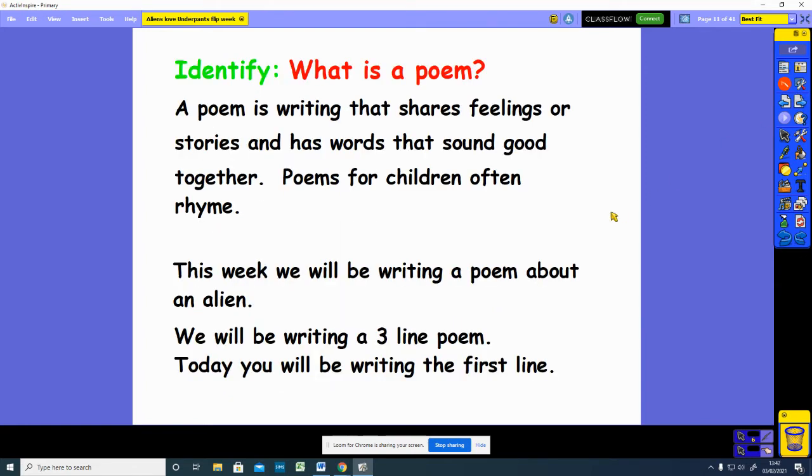So first of all, let's identify what is a poem. A poem is a piece of writing that shares feelings or stories and has words that sound good together. And poems for children often rhyme. So poems often sound like little songs or nursery rhymes. This week we will be writing a poem about an alien. And our poem is going to have 3 lines. So we're going to be writing a 3-line poem. Today, you're just going to be writing the first line.